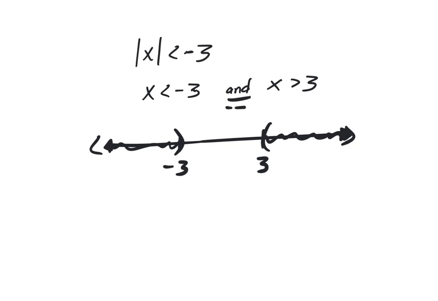remember that and must meet. We're looking for what values of x are less than negative 3 and at the same time also greater than positive 3. What numbers would be true for both of those inequalities? There's no overlap, right? And if there's no overlap, we would simply say there's no solution. There's no numbers that make that work.